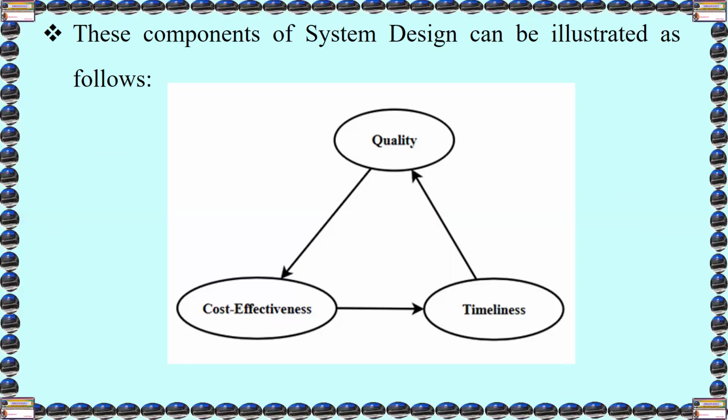We have quality, cost effectiveness, timeliness, and we rotate around that. So any system that is designed should be able to possess the three components at the same time. It must be cost effective, it must be developed on time, and it must be of the right quality. Let's look at each of these components separately, beginning with the quality.